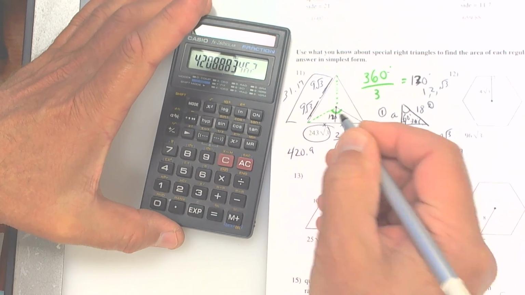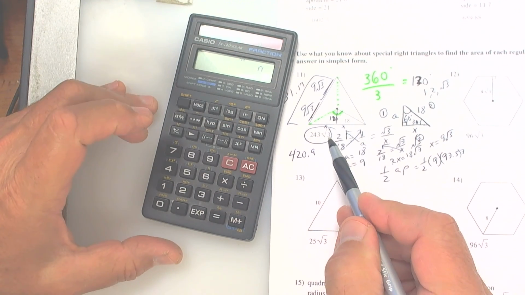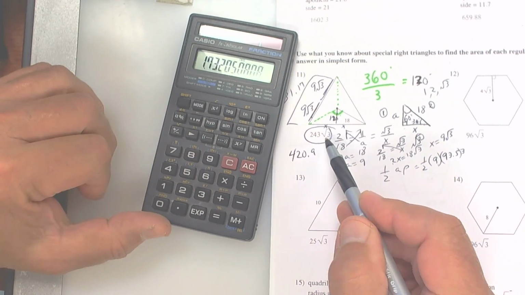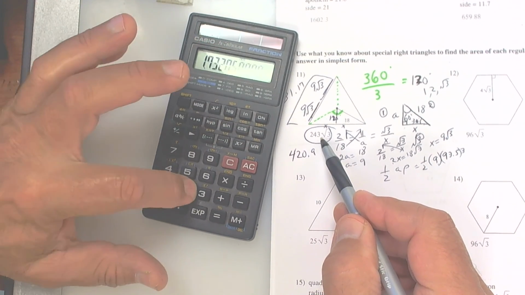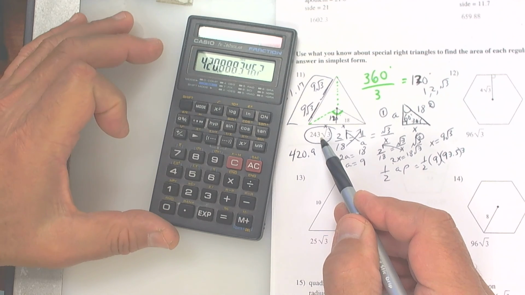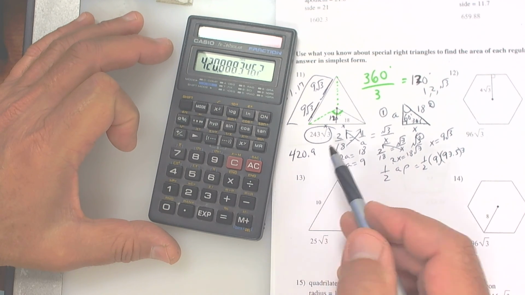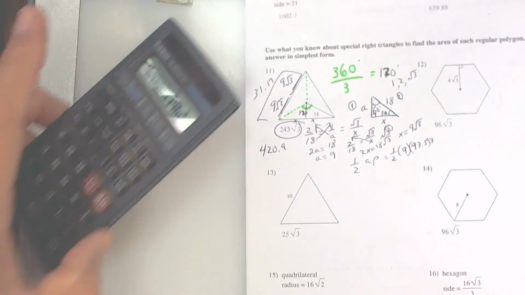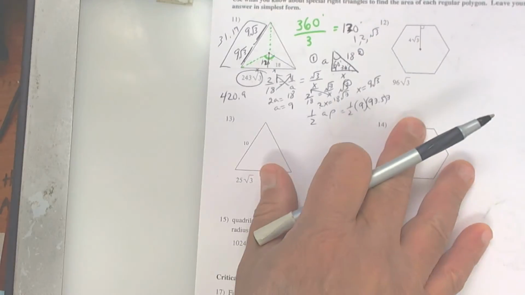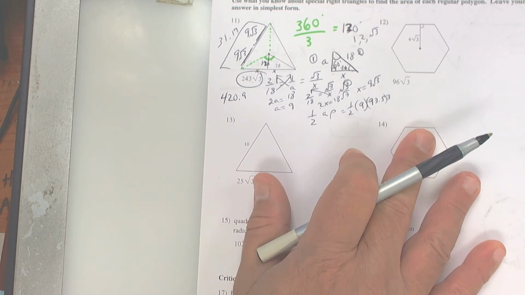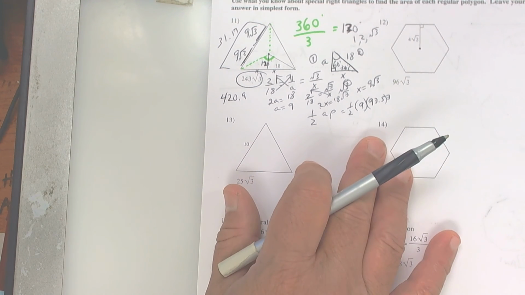Now I'm going to check this answer, clear it out. Press 3, shift, square root, times 243, press equals, I get 420.9, which is the same thing. And so this backside is where you really want to concentrate, okay? If you can do the front, that's the easy stuff. This backside is harder, okay?